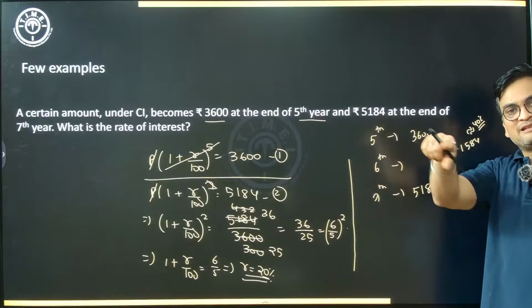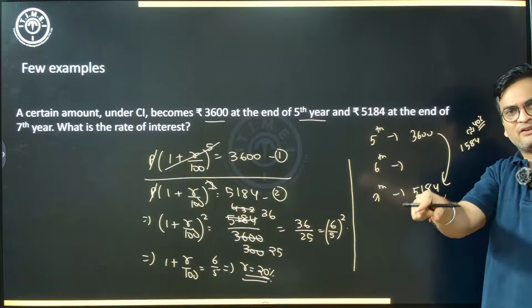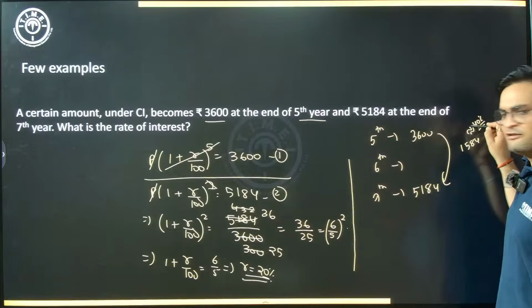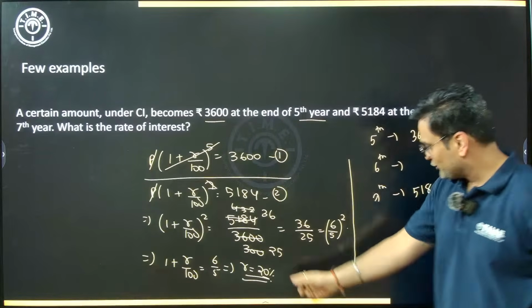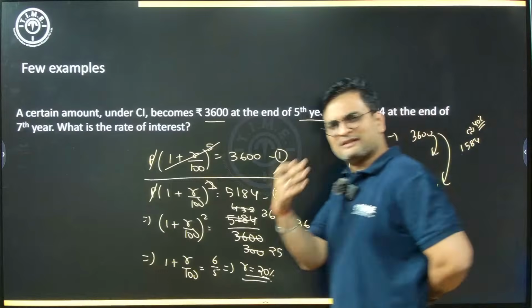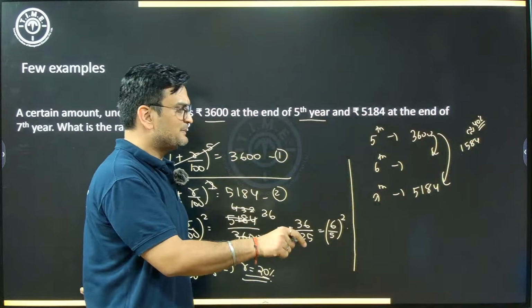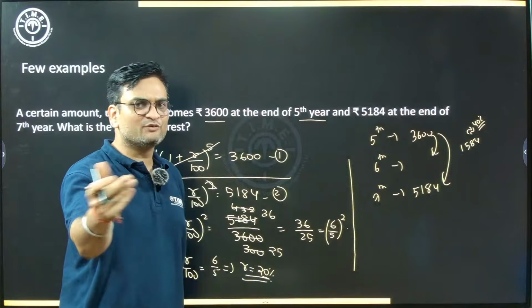Now what you can do is, if you're in the test, you can look at the option choices. For 2 years, if it is around 40, so for 1 year, it will be around 20. That's what we got here. So my answer, just by looking at the numbers, if you're good with speed maths, should be somewhere around 20%.